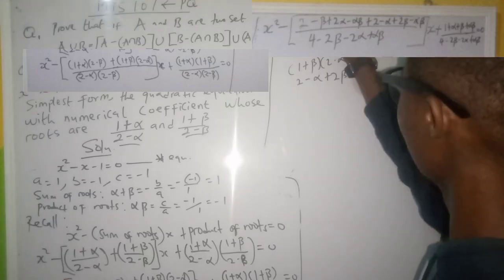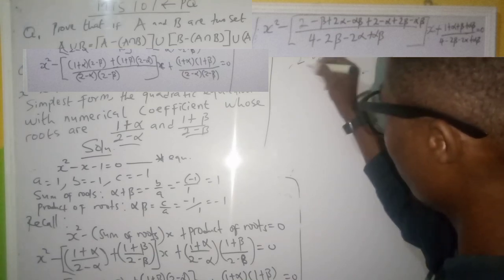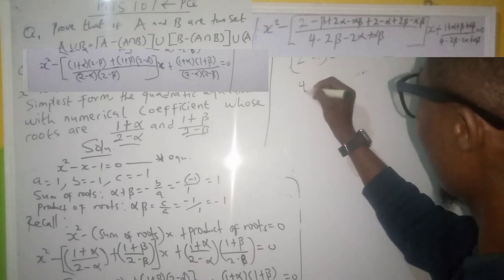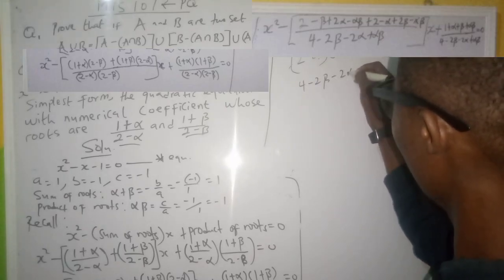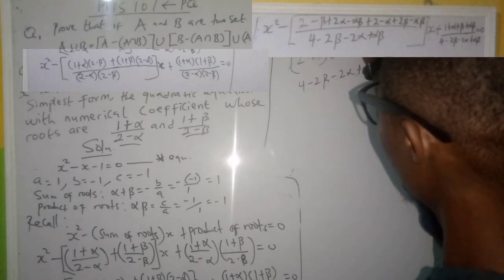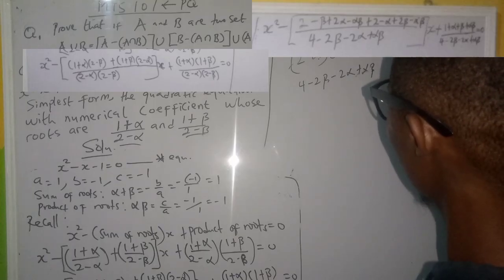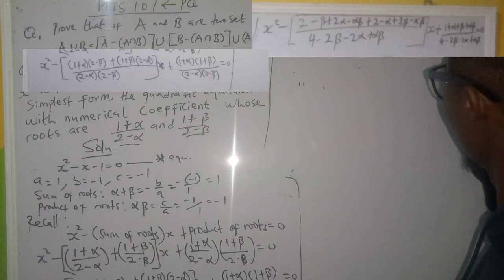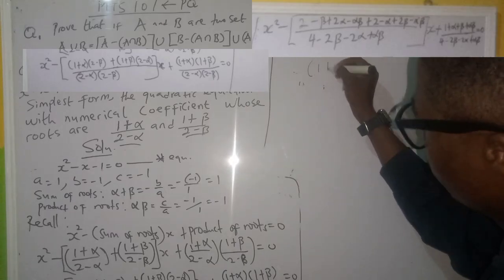Okay, so over, we are going to expand this one, 2 minus alpha, 2 minus beta, we are doing it together. We are having 4 minus 2 beta minus 2 alpha plus alpha beta. So we have expanded this one now.